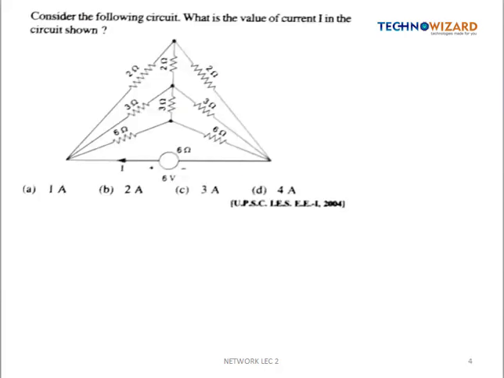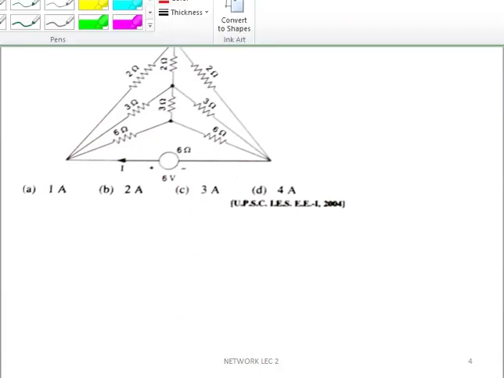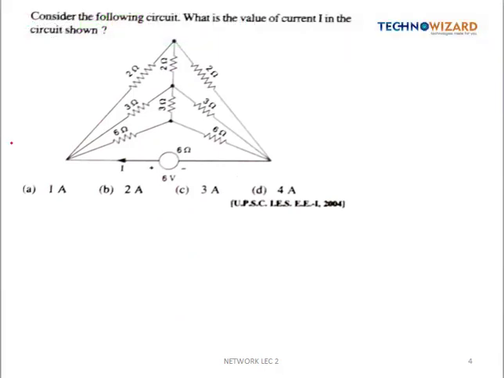So let's see our next question. In this circuit it is asking, what is the value of current I in the circuit shown. So they have given us a circuit and we need to calculate the value of I.